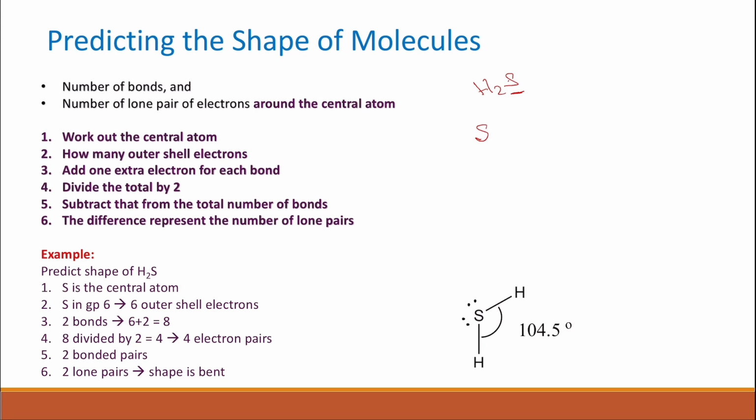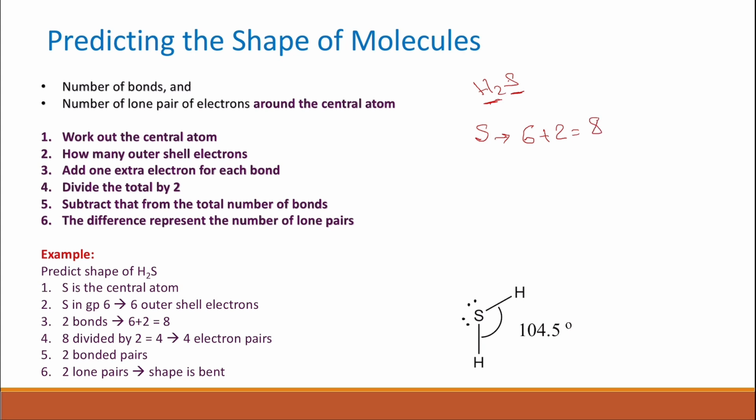So first thing, let's look at the central atom. The central atom has six outer shell electrons because sulfur is in group six. So now the number of electrons in the outer shell is six. And then there are two bonds because there are two hydrogens. So we're going to add two to the six, which comes from the two hydrogens that make the two bonds. So in total, around the sulfur, there will be 8 electrons.